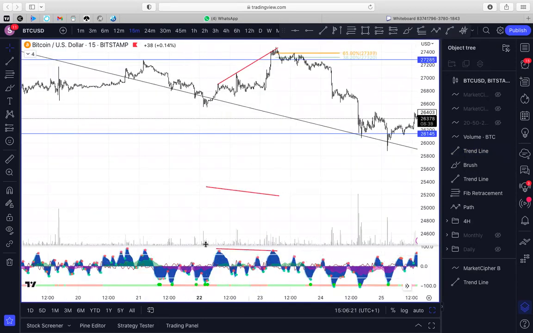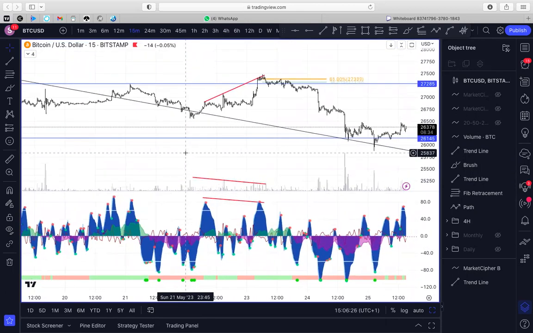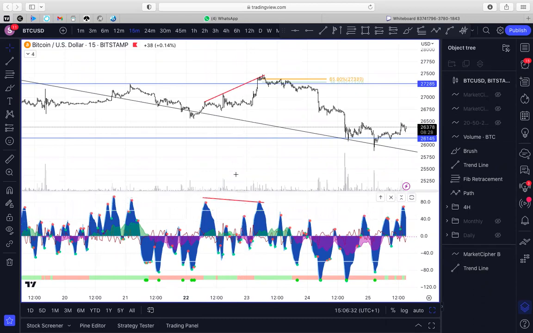And this is Market Cipher. This is the indicator underneath. And obviously it looks quite complicated. It looks like a series of oscillations that make no sense. But if you actually take the time to study how it works, it is quite useful.